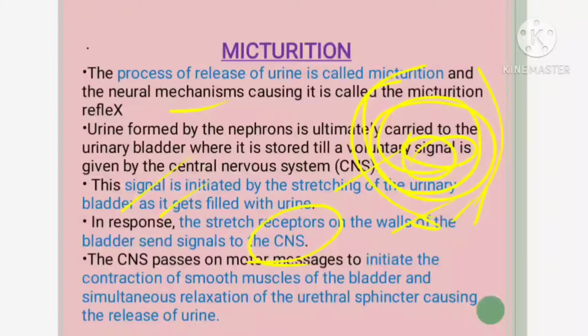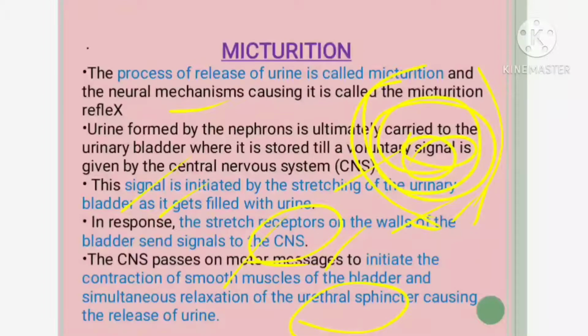So, the brain sends the message to initiate the contraction of the smooth, involuntary muscles. The bladder starts to contract and relax. Thereafter, the urethral sphincter, through which the urine passes out, relaxes and releases the urine. That is controlled by whom? The central nervous system, and it is an involuntary activity.